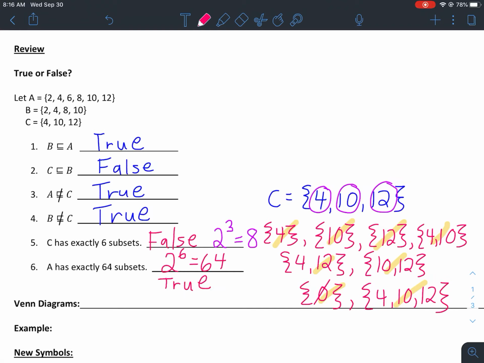So if you were given a problem like that, we would expect you to do the shortcut, 2 to the number of elements as the exponent, and figure out that rather than counting them all out.